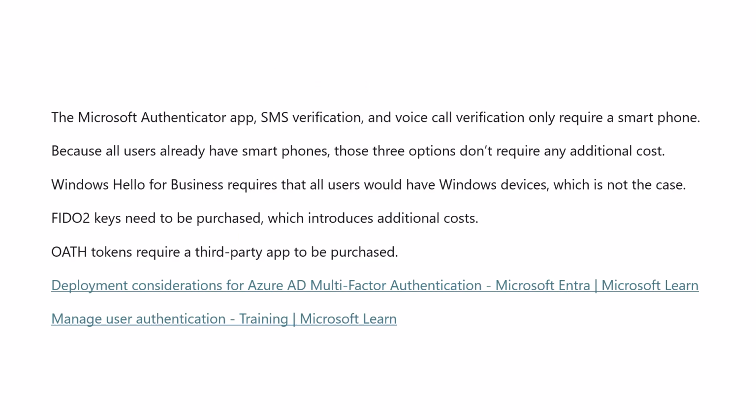The Microsoft Authenticator app, SMS verification, and voice call verification only require a smartphone. Because all users already have smartphones, those three options don't require any additional cost. Windows Hello for Business requires that all users have Windows devices, which is not the case. FIDO keys need to be purchased, which introduces additional costs, and OAuth tokens require a third-party app to be purchased.